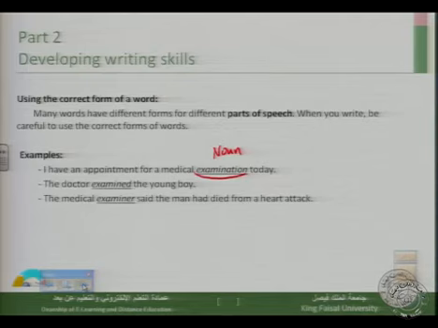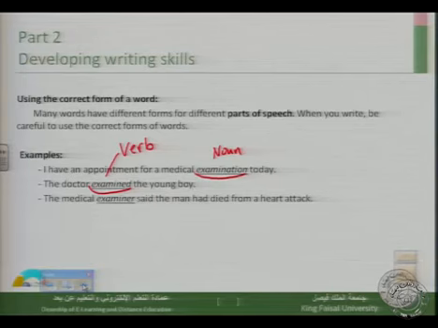For a medical examination. So we need a noun here. The second example is, the doctor examined the young boy. The word which is underlined is examined. What part of speech is this word? It is a verb. And here, in this place, we can only have a verb, because after the subject, the doctor, we need a verb here. What did the doctor do? The doctor examined the young boy. This is a verb, and it is in the simple past.